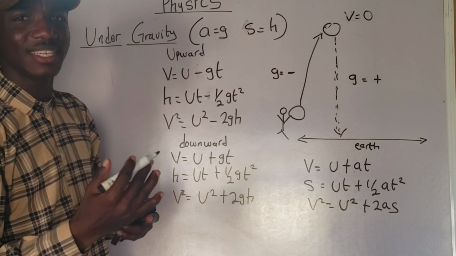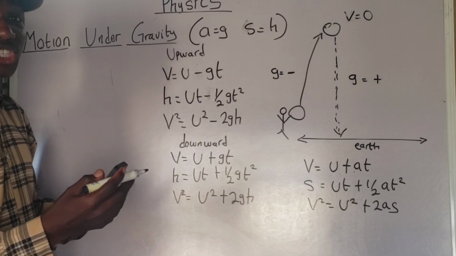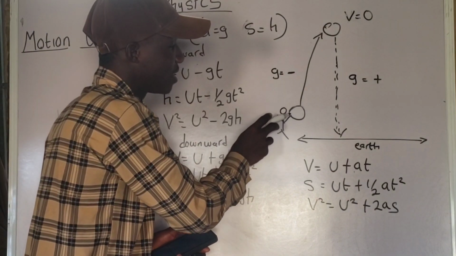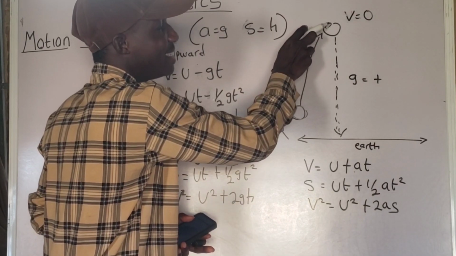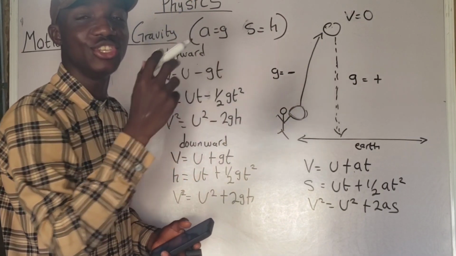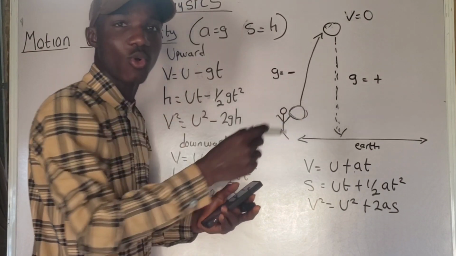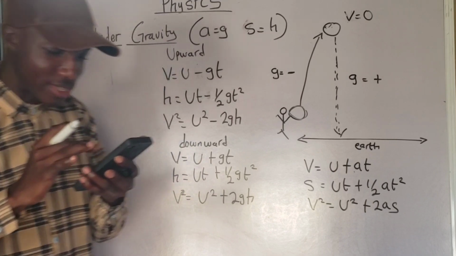I'm just trying to explain the basic concept so that when we start the calculation, you'll be able to understand. When this ball was thrown upward by this boy, it got to this point. This is the peak which the ball reached before coming down. The velocity at this peak is what we call V equals to 0. Let's look at the second point.